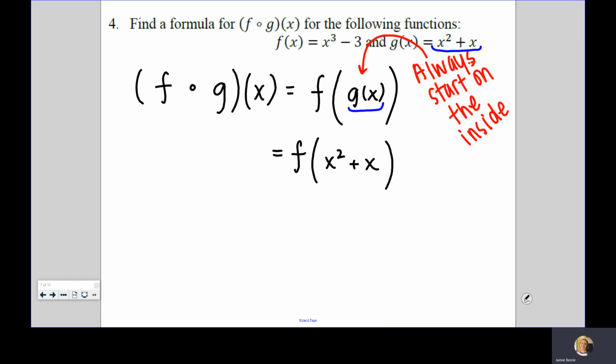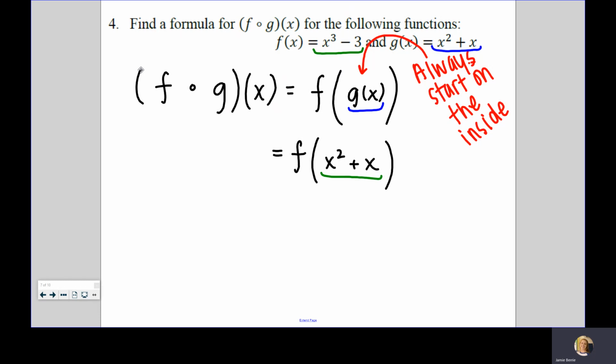All right, looking a little bit better. We're down to just one function, just f. And now this is telling us, go to your function f, and everywhere there's an x, plug in x squared plus x. So everywhere there's an x, we're going to plug in x squared plus x.